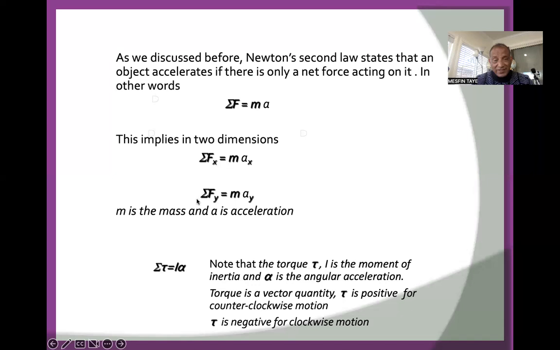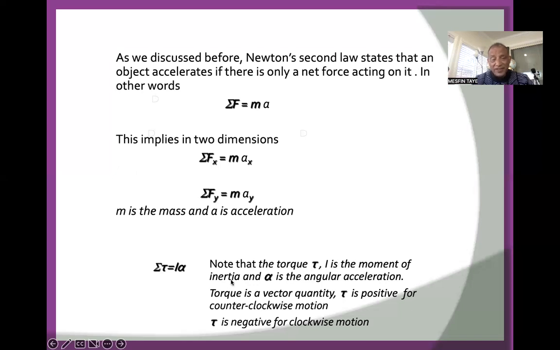But this is Newton's law for linear motion. Linear motion means motion in one direction, like in the x or y direction. But what about if an object is rotating? There will be a torque. So Newton's second law states that the sum of the torques is equal to I times alpha. What is torque? I will come to it later. Note that torque has the symbol tau.